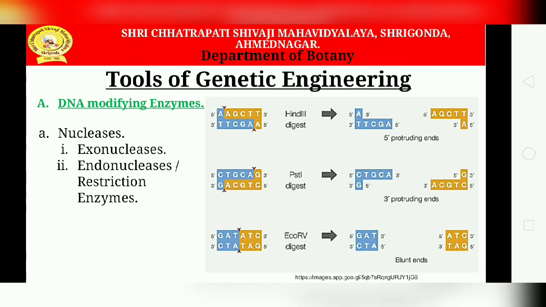So these are generally known as palindromic sequences or palindrome sequences. A palindromic sequence is a sequence of a nucleic acid, that is DNA or RNA, which is the same on the 5' to 3' strand or the 3' to 5' strand of a DNA double helix. Restriction enzymes can cut the DNA double helix into two fragments, producing either sticky or blunt ends.